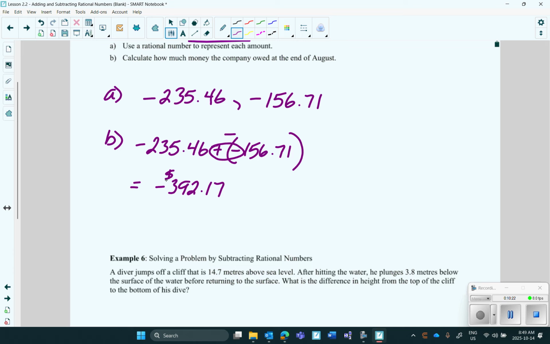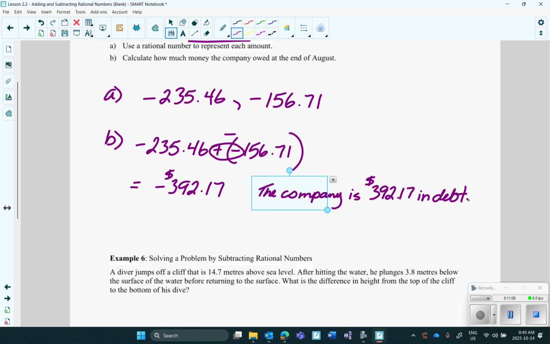But how do you convert that? How would you say that as a sentence, using words? Ava? 392, please. Right. Yeah. Or the company is $392.17, or owes $392.17, doesn't matter. Both are correct. In debt.